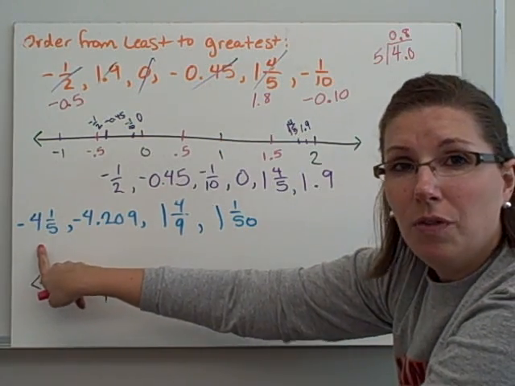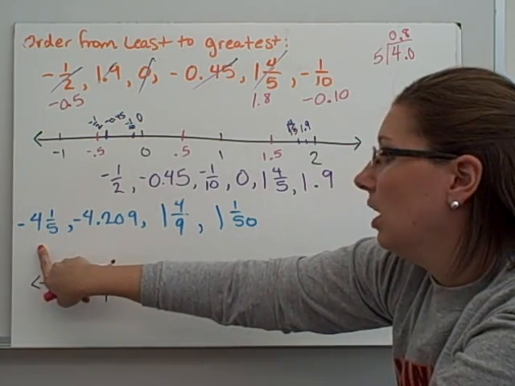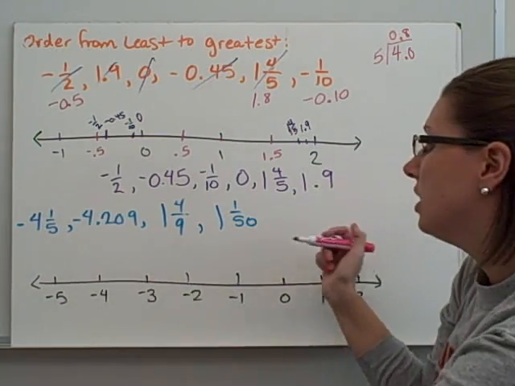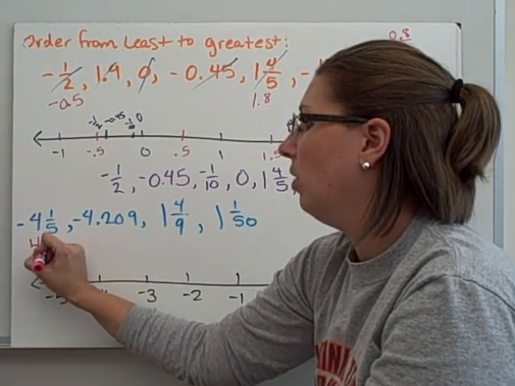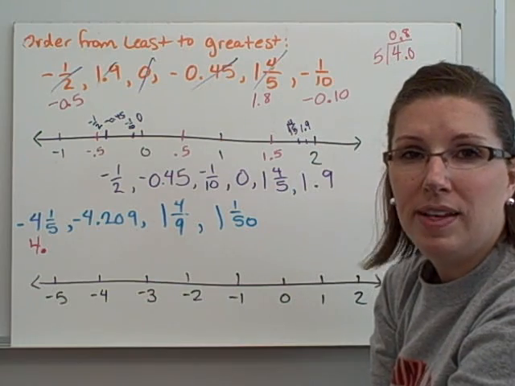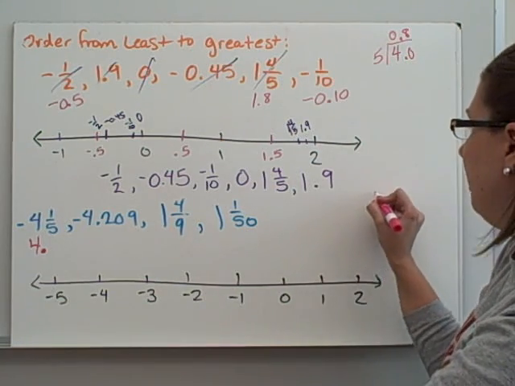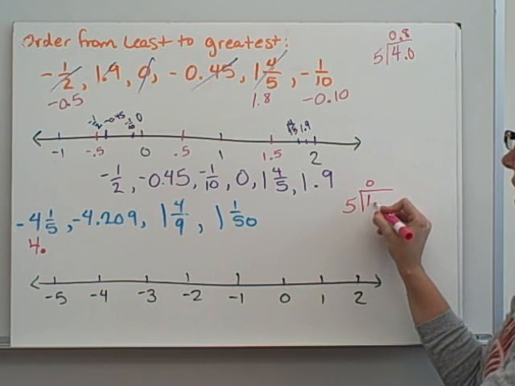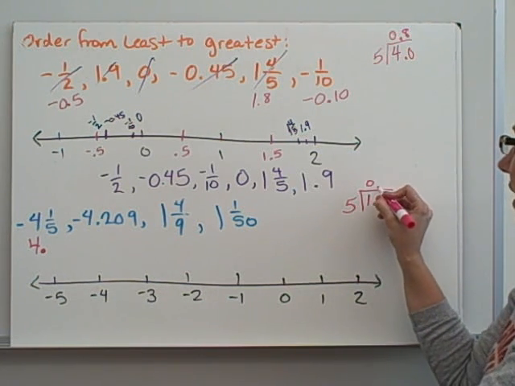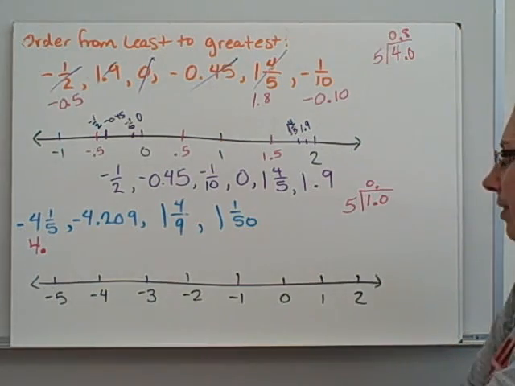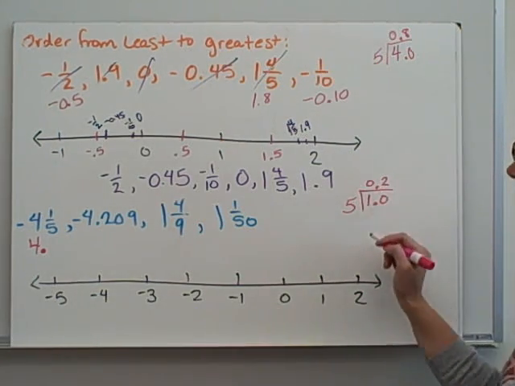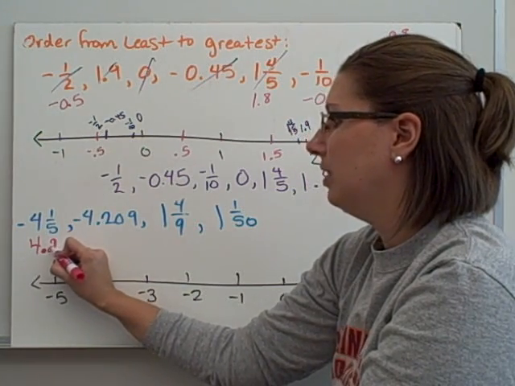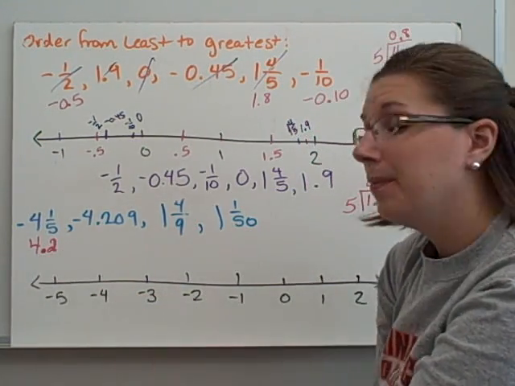Let's figure out what -4 1/5 is as a decimal. I have the feeling it's going to be very close to this number. I know it's going to start with 4 as my whole number, but I want to know what 1/5 is as a decimal. So that's 1 divided by 5. I have to put a 0 up here because 5 will not go into 1. Add a decimal, bring it up, and add a 0. 5 goes into 10 twice exactly. So my decimal equivalent to 4 1/5 is 4.2.